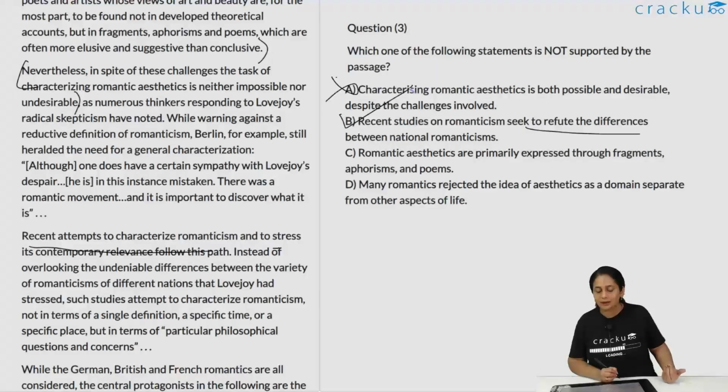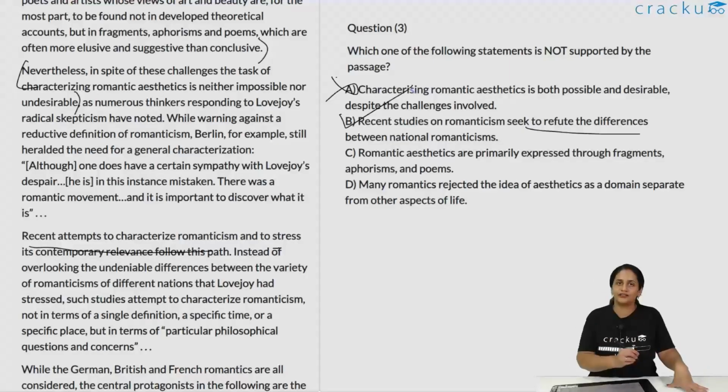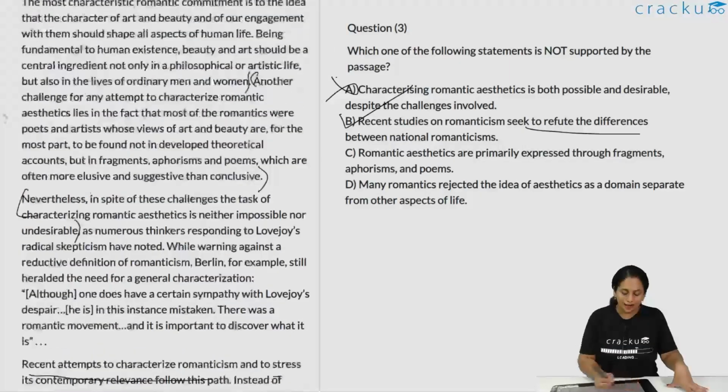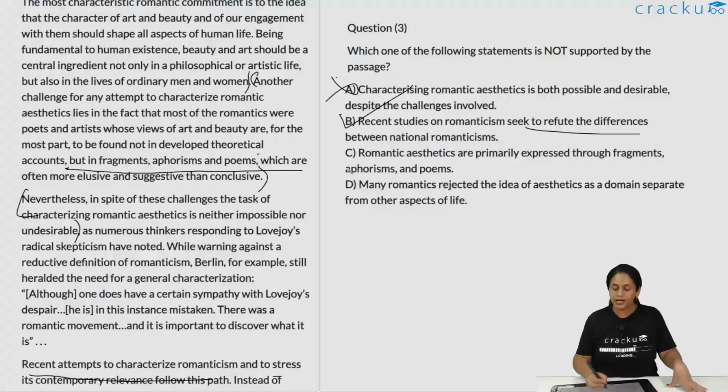Romantic aesthetics are primarily expressed through fragments, aphorisms and poems. This is the third difficulty that is mentioned, that they are not in developed theoretical accounts, but in fragments, aphorisms and poems, and this is causing the third difficulty. So this is mentioned.